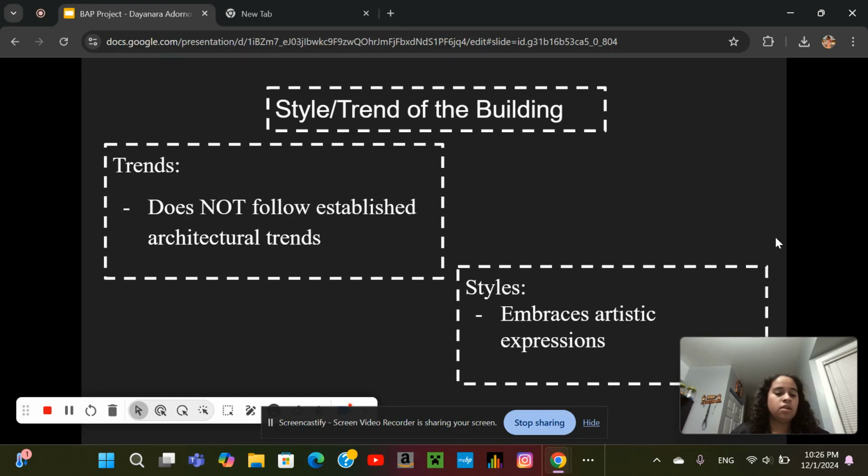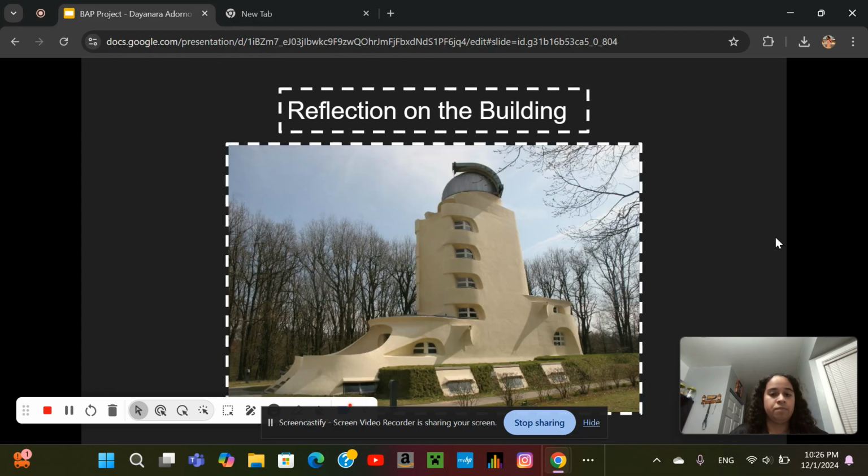And in the trends, unlike many other buildings of its time, the Einstein Tower does not merely follow established architectural trends. It breaks away from them by intertwining architectural forms and scientific theory. While many buildings from this period adhered to functionalist principles or revivalist styles, the Einstein Tower's unique shape and purpose mark it as a pioneering example of how architecture can serve as a vessel for scientific advancement and philosophical exploration.